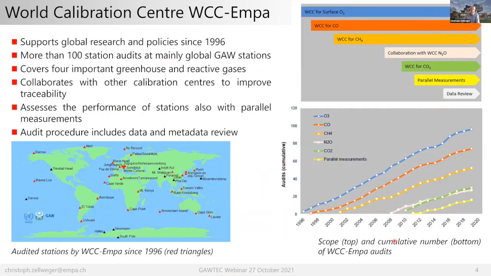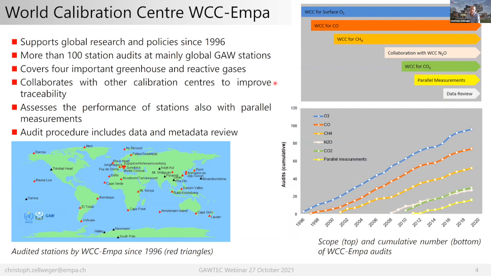As Sonja mentioned, we are running a World Calibration Center at EMPA, which is one of the central facilities of the WMO program. We do this since 1996. It already started before I was at EMPA. And we are responsible for surface ozone, but also for other species, for carbon monoxide, methane, and CO2.